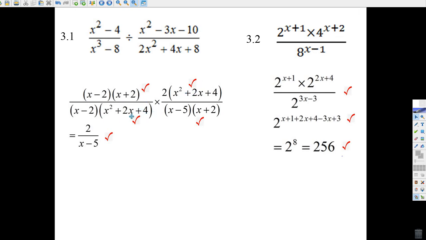But now look, that cancels with that. The x plus 2's cancel. The x minus 2's cancel. The only thing that survives is the 2 over x minus 5. When I say cancels, anything divided by itself equals 1.